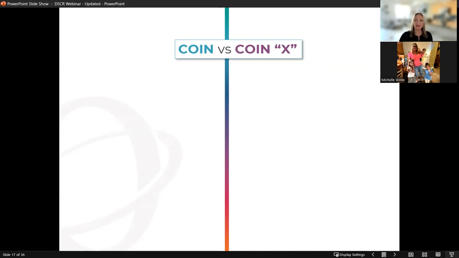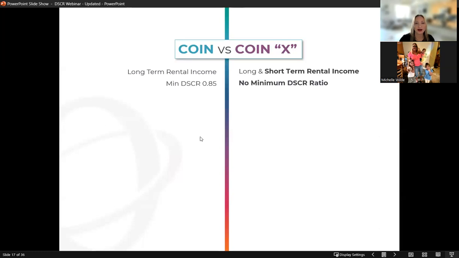And I don't want you to feel like you have to memorize the differences between the two programs, because if you do have a question or you have a scenario, just call me. We'll go through it together. We'll figure out which one is the best fit for your scenario. But Coin X is the one that you will need to go with if you do want to use short-term rental income for the DSCR calculation. Also, the minimum DSCR on Coin is 0.85. Coin X is the one that you will want to use if you're below 0.85.